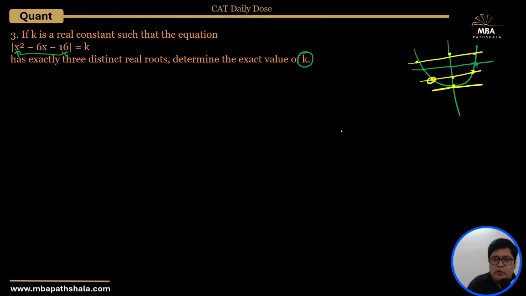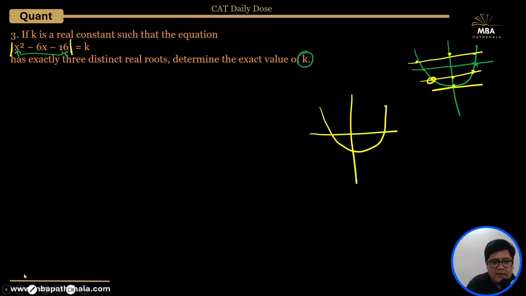What happens when you have a graph like this and you put a modulus on it? When you put a modulus on this, the negative part of the graph flips over. So effectively, this is your graph. After modulus, this is your graph.